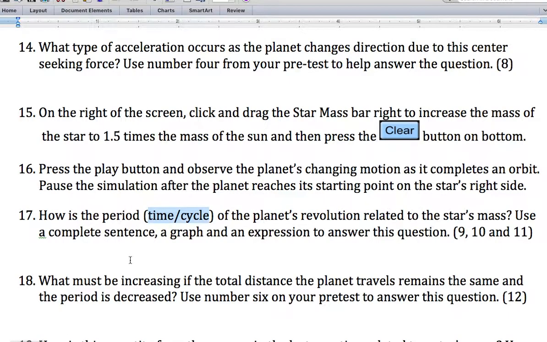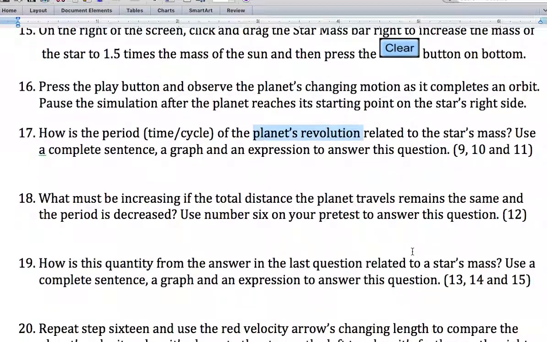Okay, so let's move on to our next question. We just did 9, 10, and 11. You should have said something about as the mass of a star increases, the period of a planet's revolution decreases. We've got a graph and an expression. So what must be increasing if the distance the planet travels remains the same and the period is decreased? So use number 6 on the pretest.